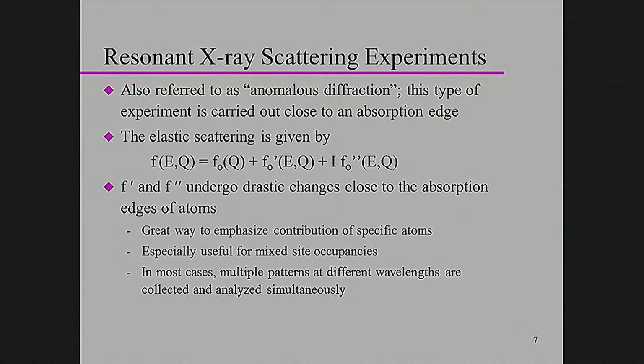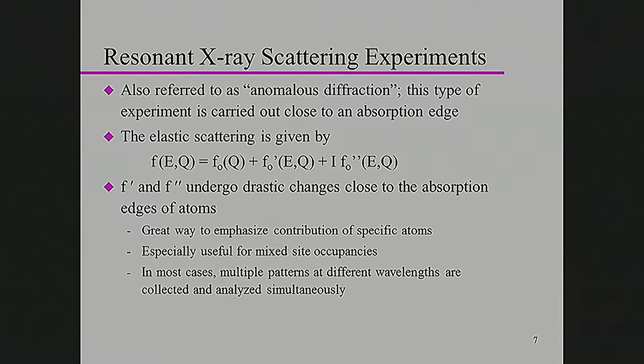Now, I did say that Fj can undergo pretty dramatic changes close to an absorption edge. That is what we often call a resonant X-ray scattering experiment. Other people also refer to it as anomalous diffraction. And if you've ever talked to protein people, you may have heard them talk about doing MAD experiments. I always thought that was pretty cool. That stands for multiple anomalous dispersion. So this is collecting several different data sets at different wavelengths where this anomalous scattering plays an important role.